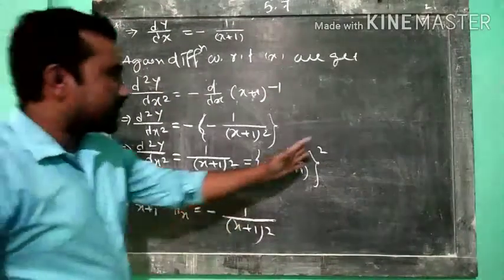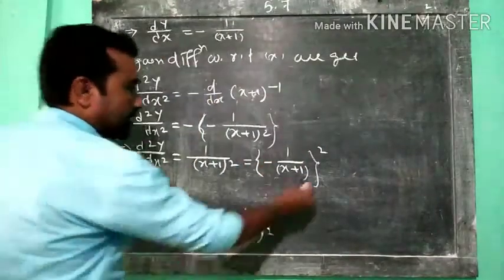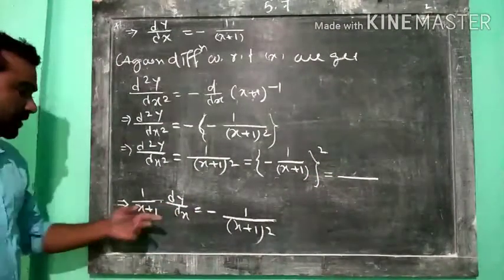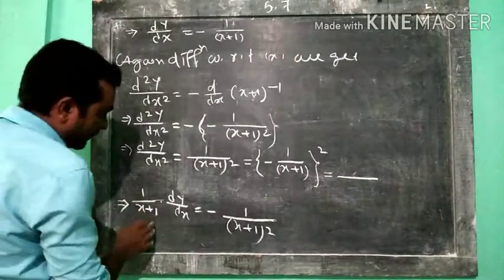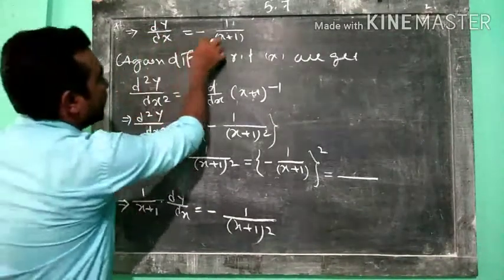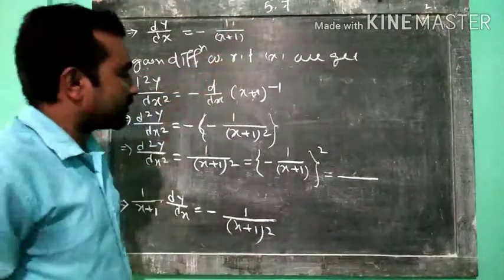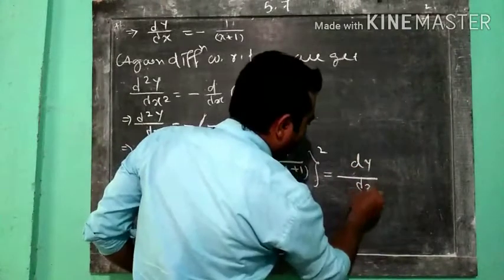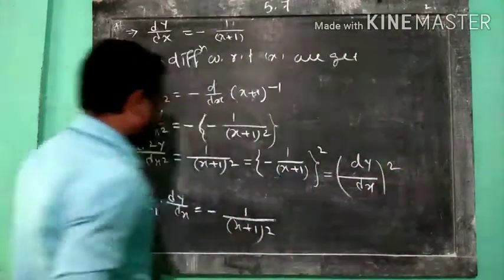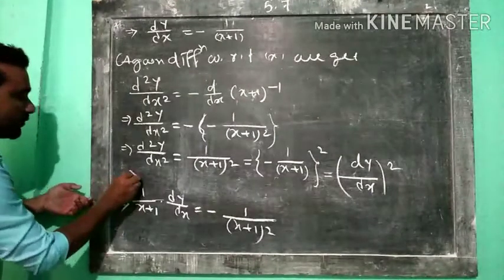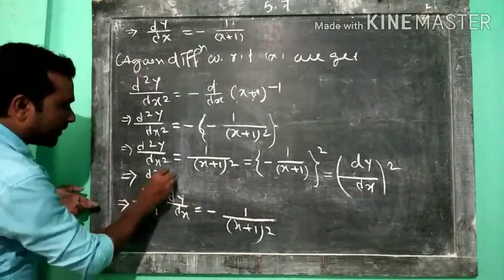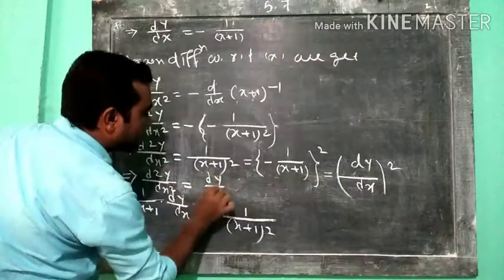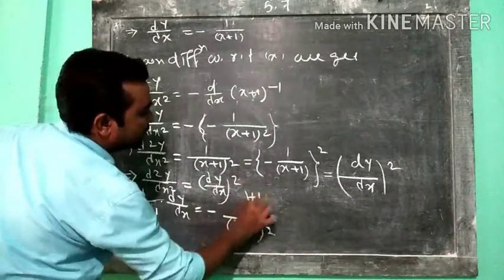Because every square number is positive, so this is equal to the value of dy by dx. Here we get the value of dy by dx is minus 1 by x plus 1. So in place of minus 1 by x plus 1, we can write dy by dx, whole square. So what we were going to prove is that d2y by dx2 is equal to (dy by dx) whole square, hence proved.